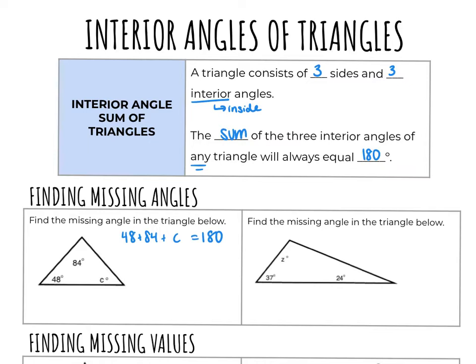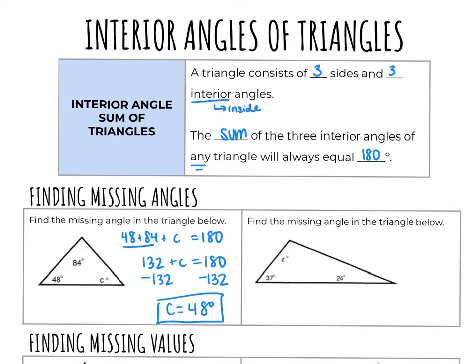A lot of people like to add together the two given angles first. So the two that you have total 132 degrees. So if you subtract 132 from 180, you'll get what that remaining third angle has to be. So C here would be 48 degrees.